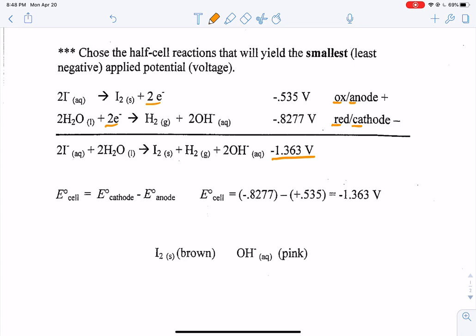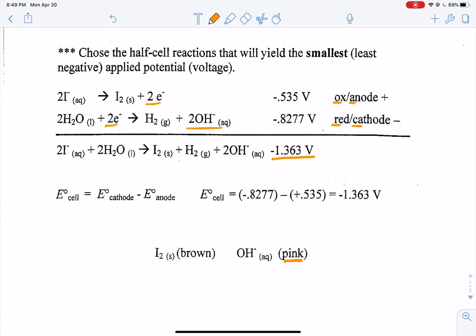Now, in this particular reaction, if we were to actually do it and pass electricity through a concentrated solution of potassium iodide, you could see that we would be making hydroxide ions. And the hydroxide ions could be detected with phenolphthalein and would turn pink at the electrode where the hydroxide ions are being produced.